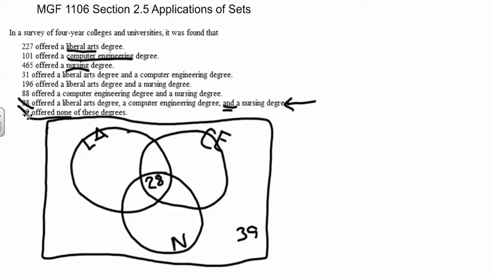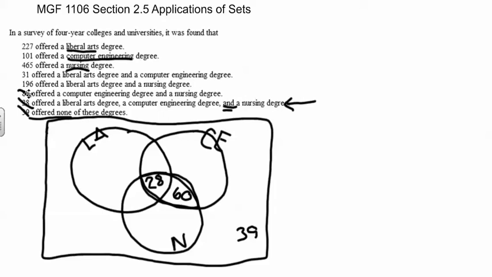It said 88 offered a computer engineering degree and a nursing degree. 88. Well, computer engineering and nursing, they intersect in that downward football. And we already have 28 colleges in that region, so there will be 60 colleges that offered computer engineering and nursing, but not a liberal arts degree, because it's outside the liberal arts circle.